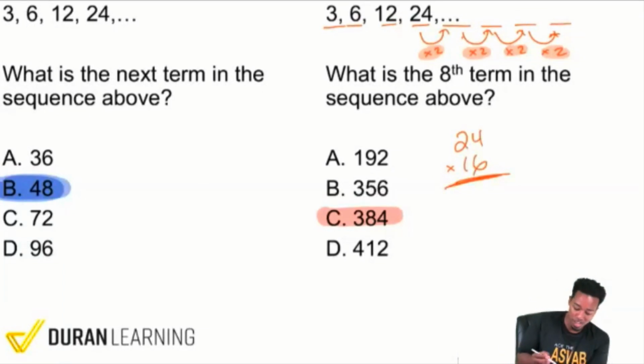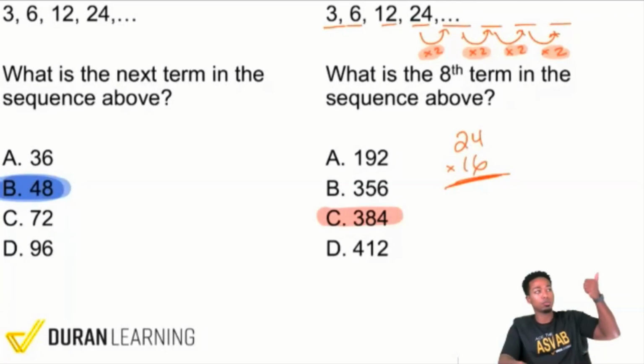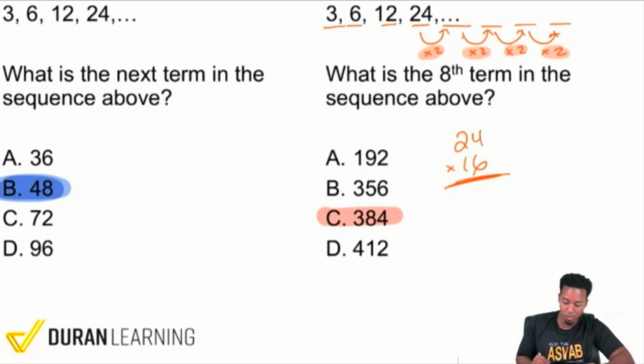So just to recap again, I saw it was times 2, 2, 2, 2. 2 times 2 is 4, times 2 is 8, times 2 is 16. So just multiply by 16 and you're done. That's what it was.